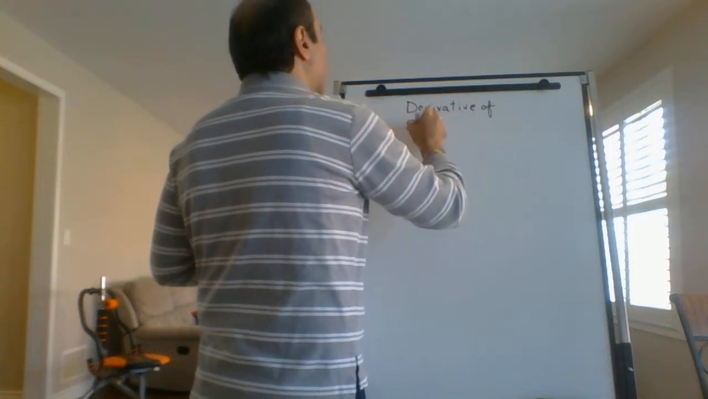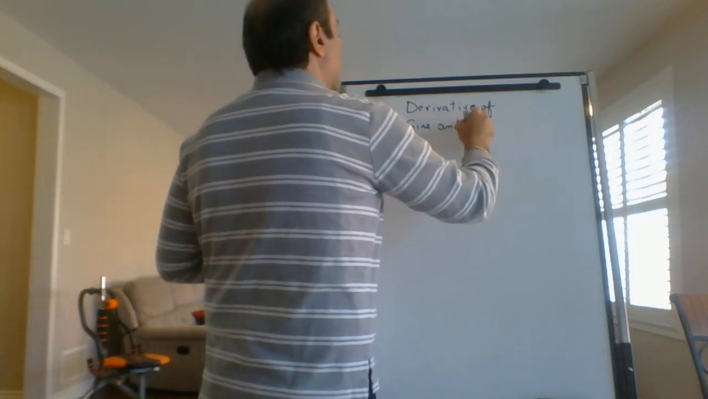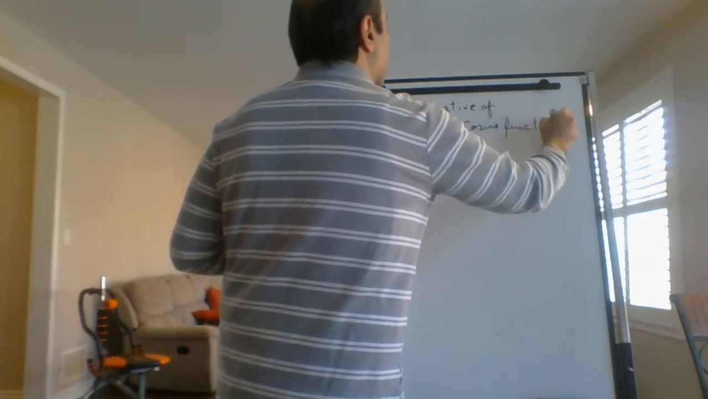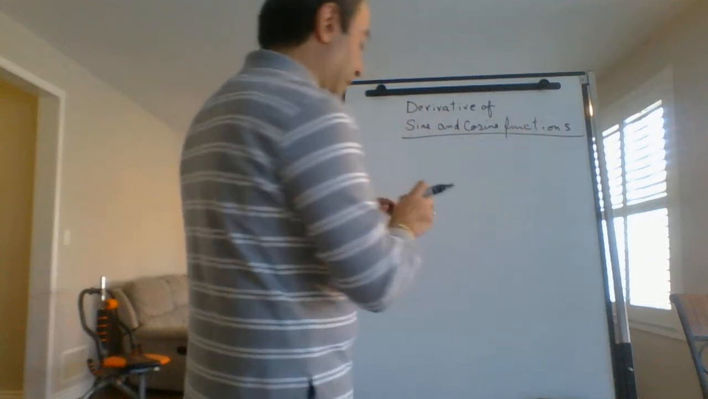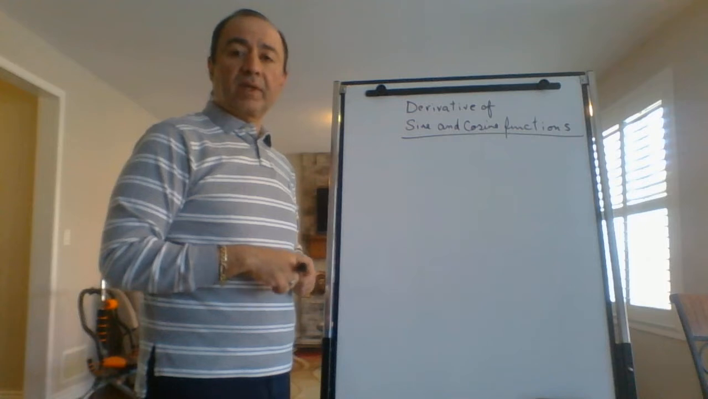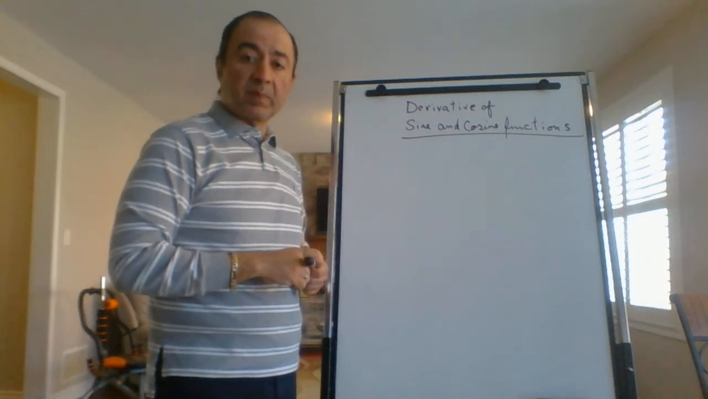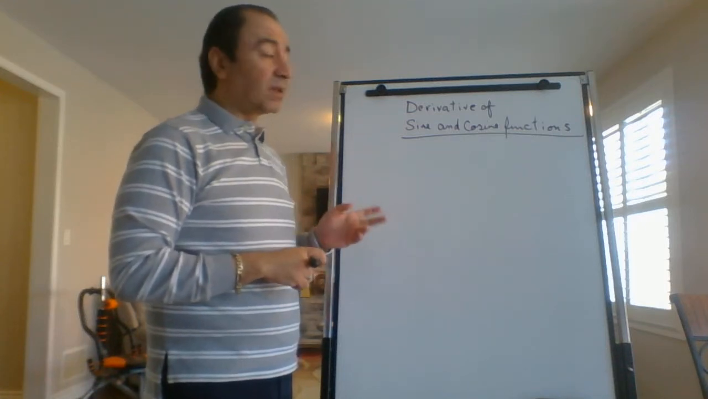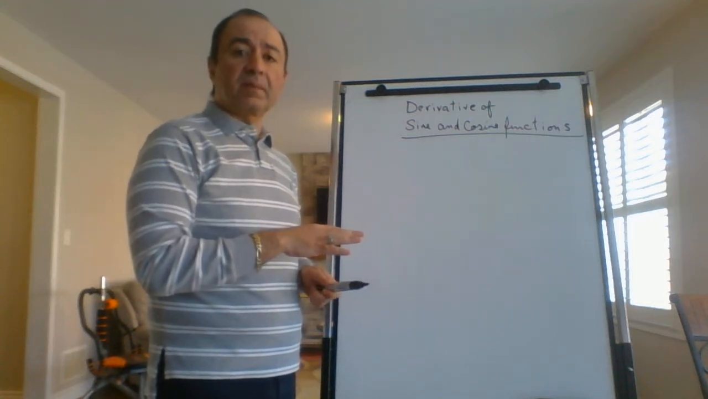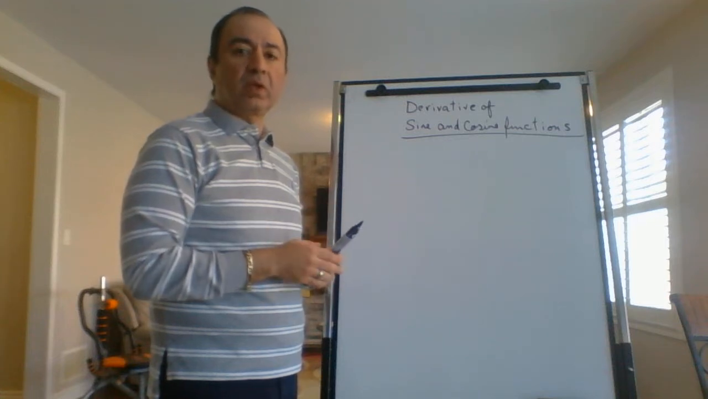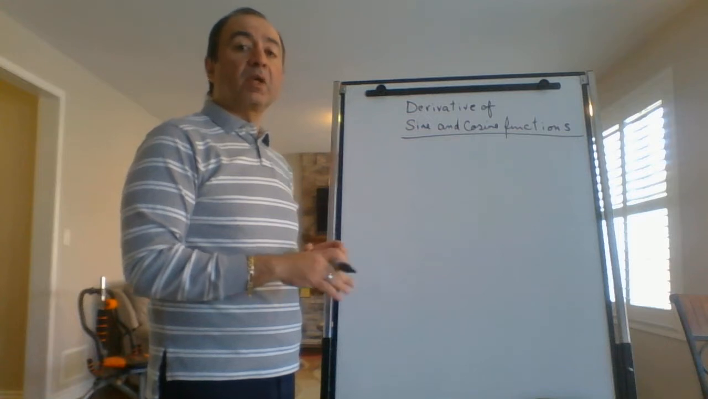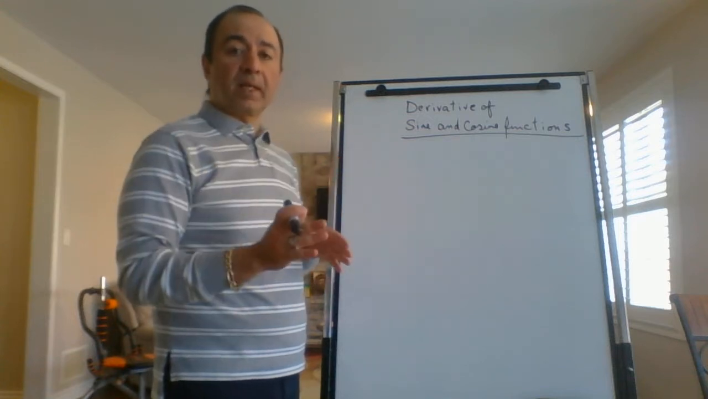Okay, so derivative of sine and cosine functions. Okay, all these rules that we are going to learn today are derived from Newton's quotient rule, the first principle of calculus of derivative. I am not going to show you the proof. If we have time at the end or maybe in another video, I will show you, but you are not required to know it. For now, we're going to know the rules and we're going to apply them.